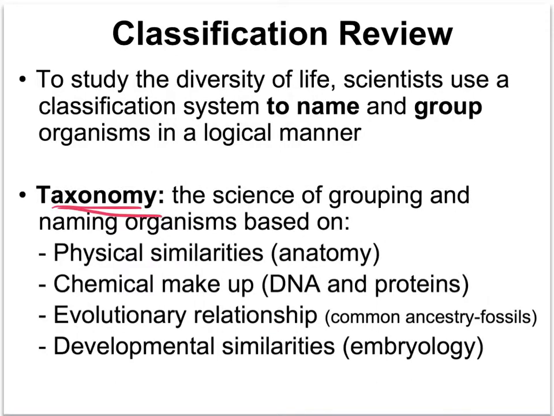And taxonomic relationships, as they're called, are based on physical similarities, chemical makeup, evolutionary relationships, and developmental similarities. If this looks familiar to you, it's because we actually learned in Unit 8 that these four things are the evidences that we have for evolution. So evolution and classification go hand in hand.